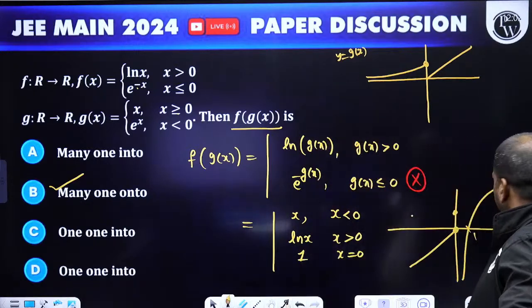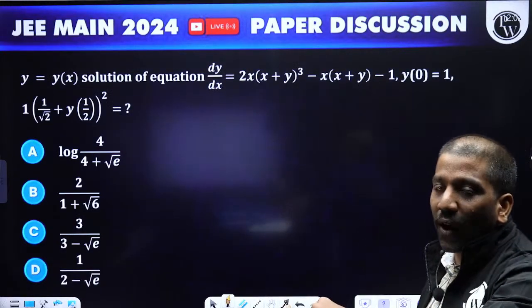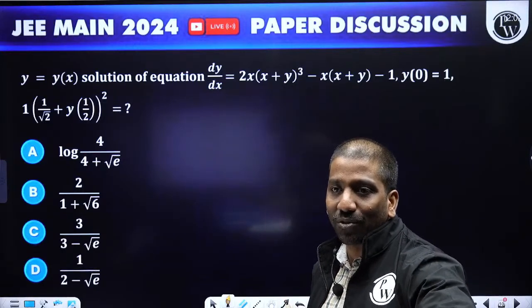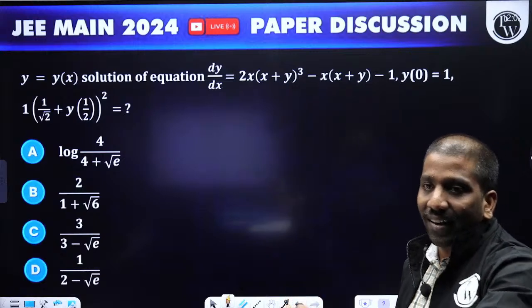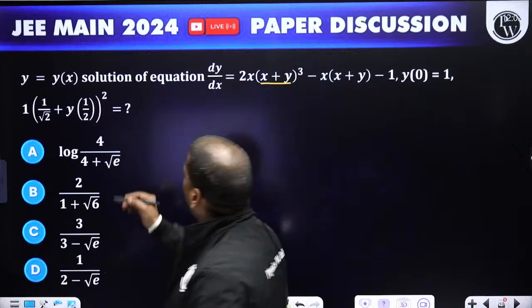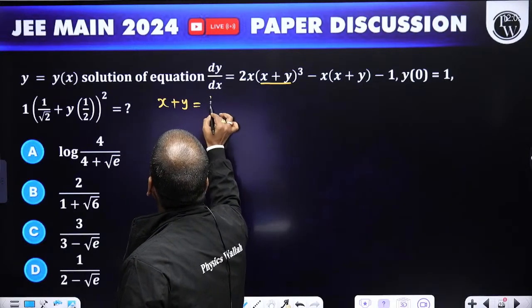Next question. It is again our favorite question from the differential equation, substitution or linear equation, that we will write. As we have x plus y, immediately without further delay, what do we do? We write x plus y is equal to t.